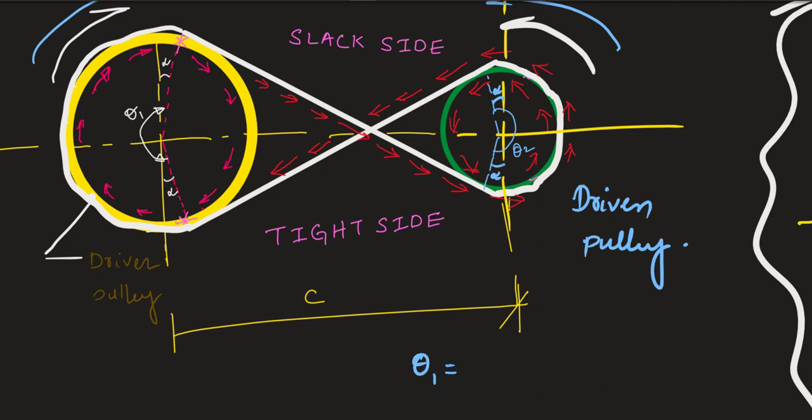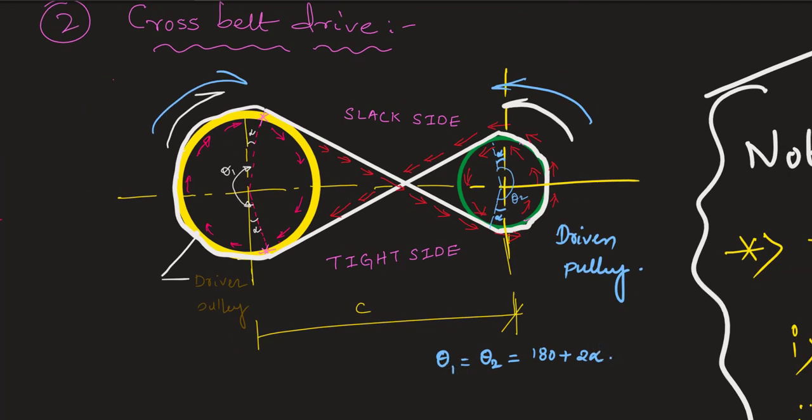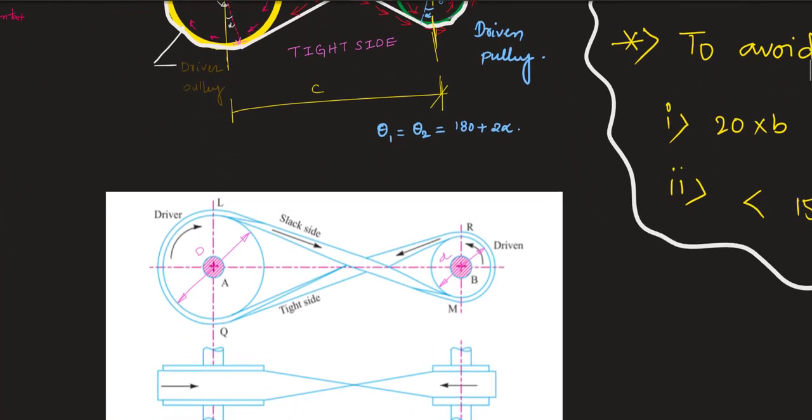Now I can write theta 1 equals theta 2, which equals 180 plus 2 alpha. Also notice that there is a point at the middle of the drive where the side walls of the belt may touch each other, which may lead to rubbing of the belt and may cause failure.